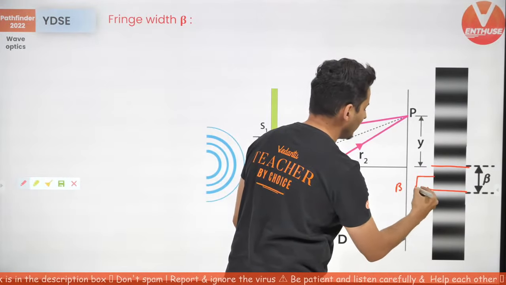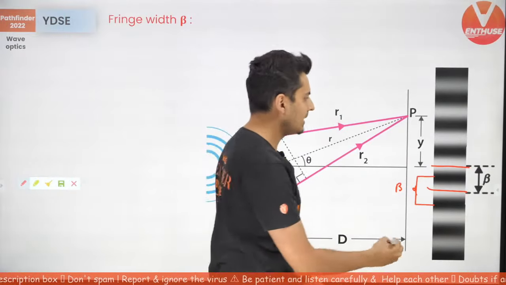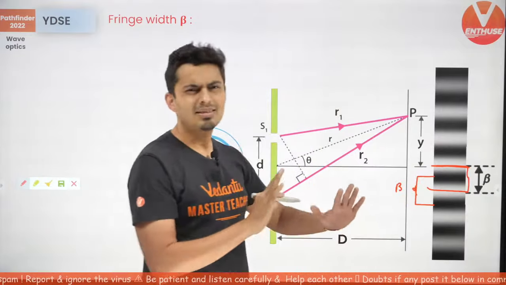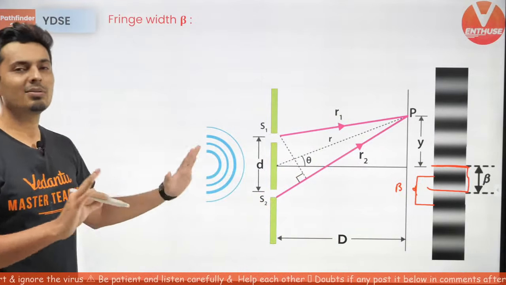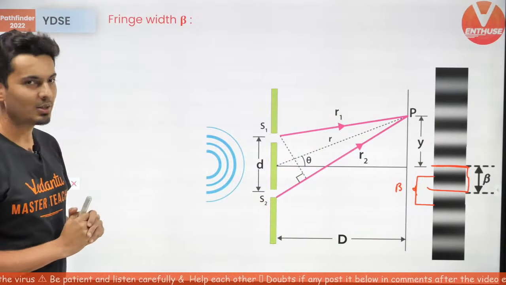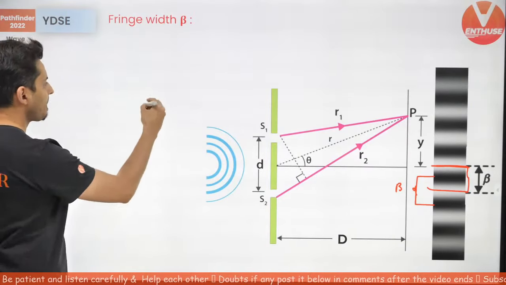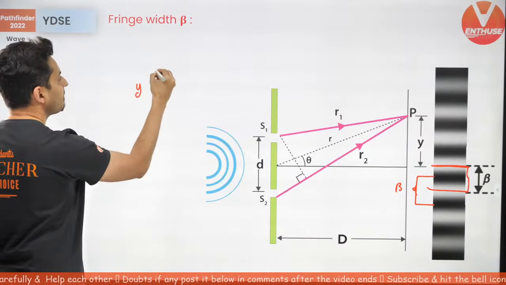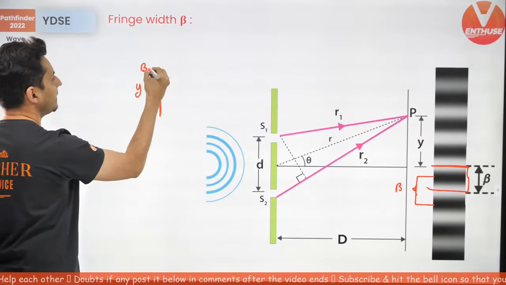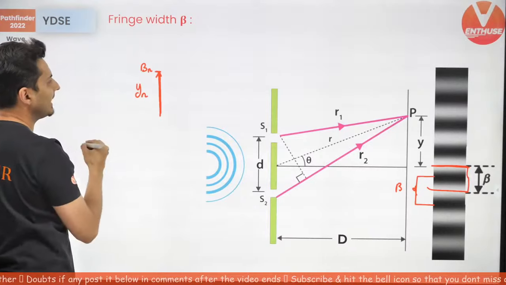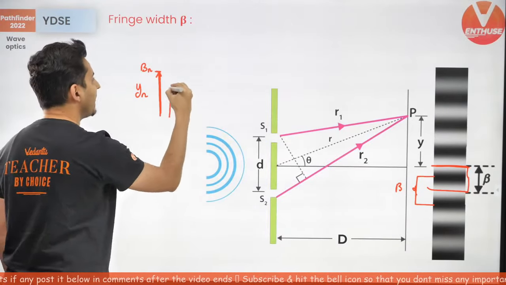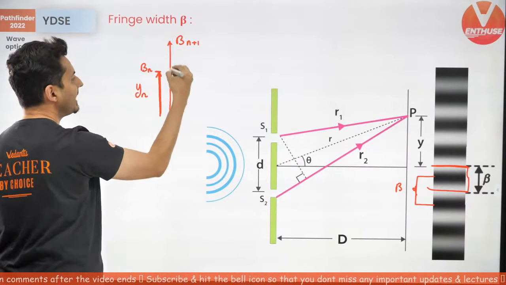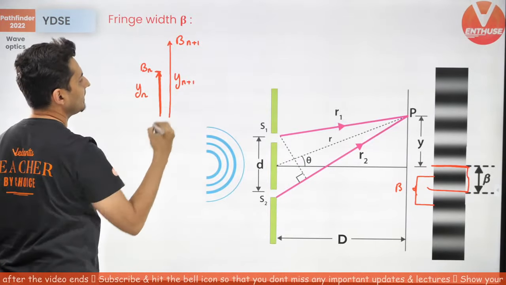Both of them are called the fringe widths. Whether you measure it from bright to bright or dark to dark, it's the same thing. And it is very obvious how you can find the fringe width. Think about it. Let's say you know the location of any bright fringe, Bn, and that location is Yn. The next bright fringe, which will be Bn plus 1, will be at a distance Yn plus 1.